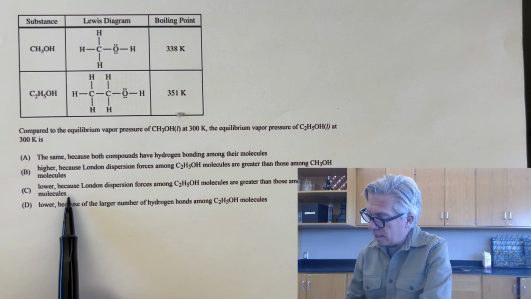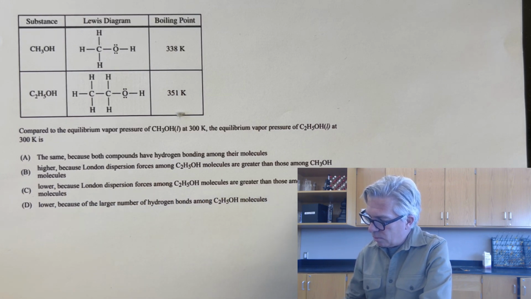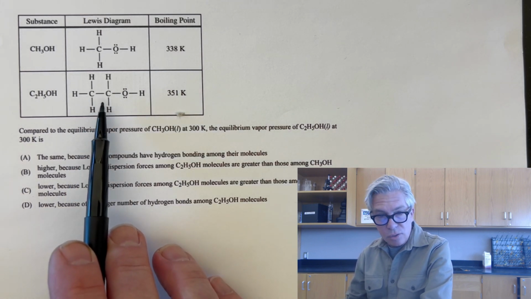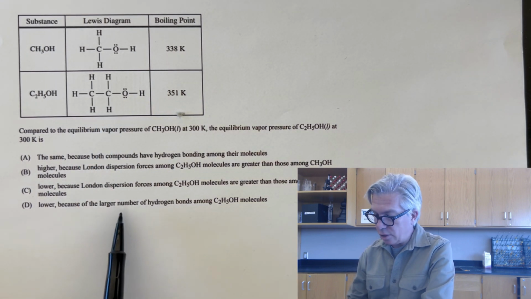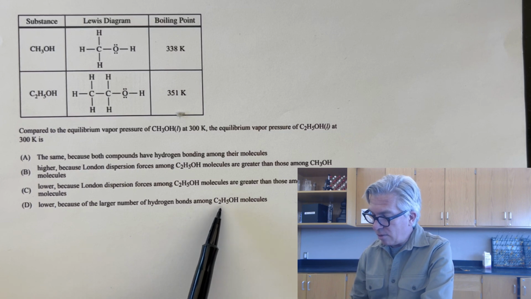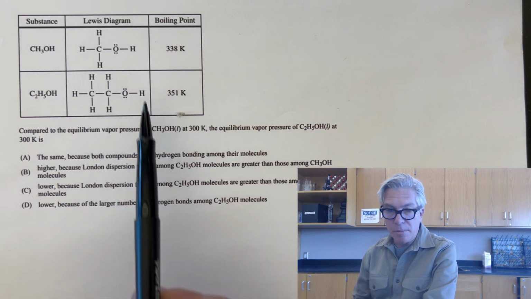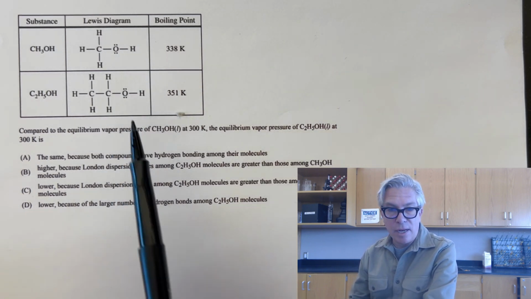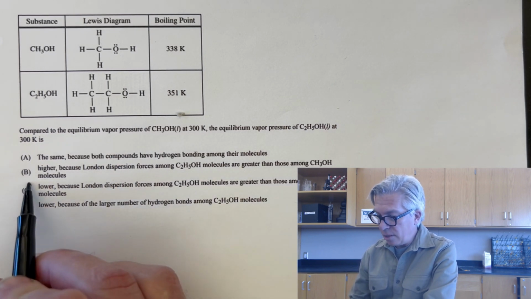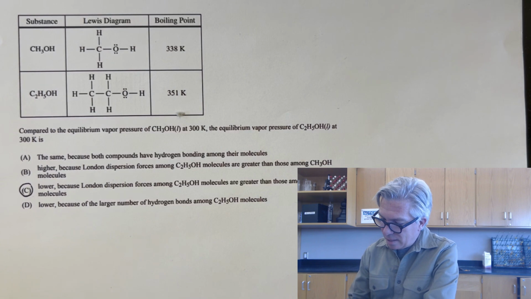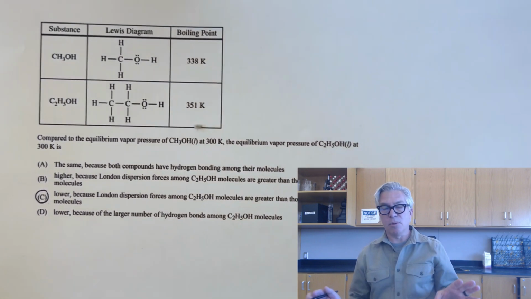Okay, I've got 2 answers that say lower because we have London dispersion forces greater than those among CH3OH. Yes, that's true. This one will have a higher London dispersion force because it's a little bit larger, but lower because of the larger number of hydrogen bonds among C2H5OH. Okay, hold on. I'm going to go back for a second. They actually have the same number of hydrogen bonds, 1 on each side. So they'll both do some hydrogen bonding. The difference here, I'm going to change my answer and go back to C. It's lower because the London dispersion forces are stronger, since they both do hydrogen bonding.